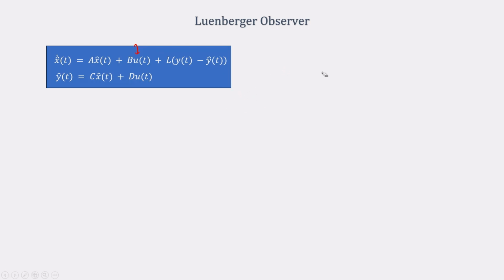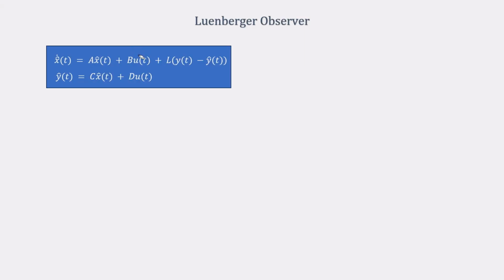So, the observer is a system that takes U and Y as input, and using it, it will try to estimate the states of the system. Okay. So, now if you have this type of a system, then how does it estimate the actual states? So, what is the error dynamics? Error dynamics as in what is the difference between the actual states x(t) and the estimated states x hat.